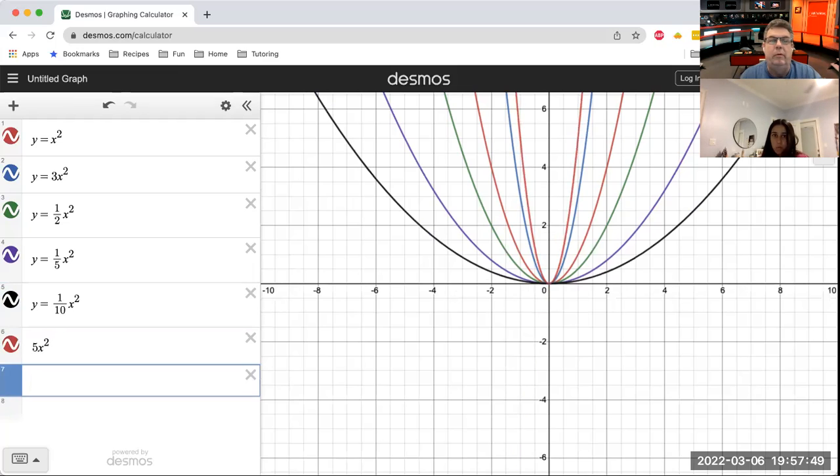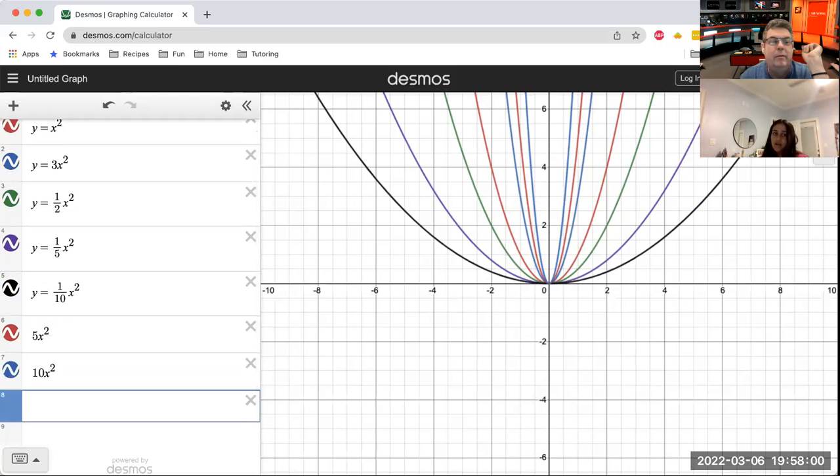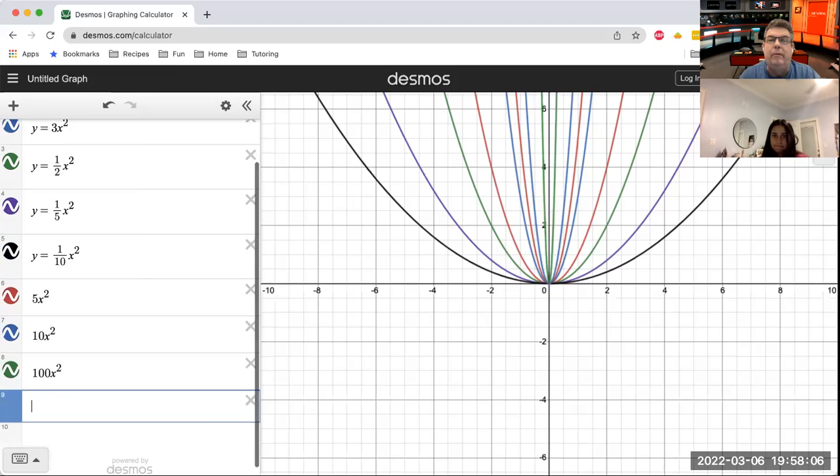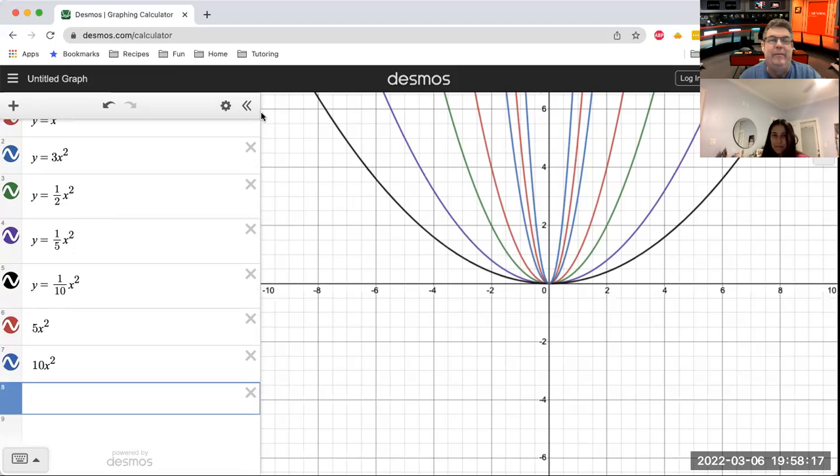What if we did 5x squared? So the larger the number is, the more steep, right? Which makes sense because you're multiplying your y value by that, aren't you? All right, we're going to go 100x squared. See it right there? It's a work of art, isn't it? Kind of is actually.